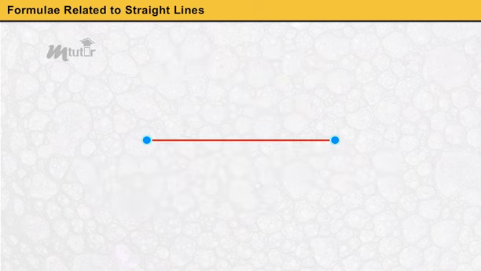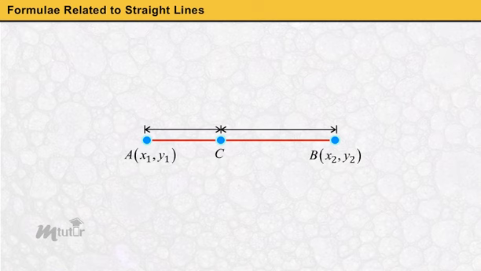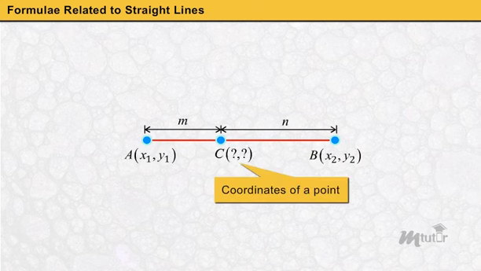Thus, using this formula, we can find the distance between any 2 points. Consider a line whose endpoints are A(x1, y1) and B(x2, y2). Imagine a point C divides the line segment internally in the ratio m:n. Now, how will you find the coordinates of a point dividing the line segment joining the points A and B internally in the ratio m:n?